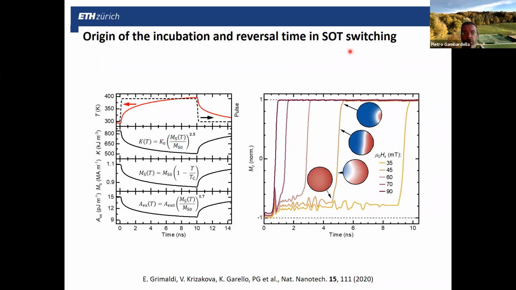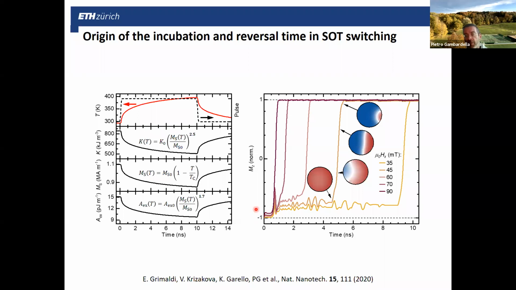And therefore, we need somehow to reduce the magnetic anisotropy before switching can occur. And this happens by Joule heating, essentially. So the current pulse not only applies a torque to the system, but also heats it. And by heating it, the magnetic anisotropy is reduced, also the saturation magnetization, but in particular, the magnetic anisotropy is reduced. And this makes it easier to switch in such a system.